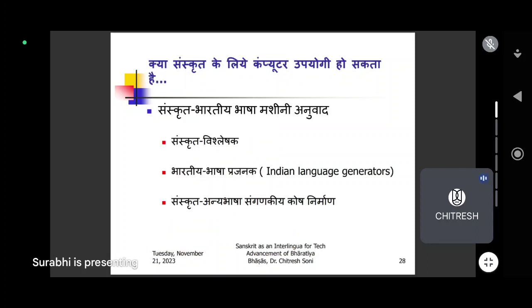क्या संस्कृत के लिए कंप्यूटर उपयोगी हो सकता है? संस्कृत इंडियन लैंग्वेज मशीन ट्रांसलेशन सिस्टम बन सकते हैं। उसके लिए सबसे पहले संस्कृत विश्लेषक, then Indian language generator, parser and generator both will be needed. संस्कृत अन्य भाषा संगणकीय कोश निर्माण, संस्कृत से other language computer कोश, computer dictionary making can also be done. It is required to be done. Next please.